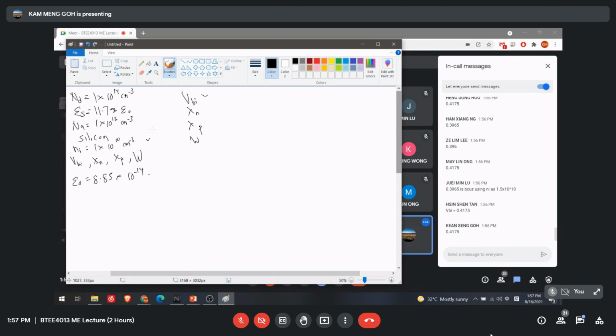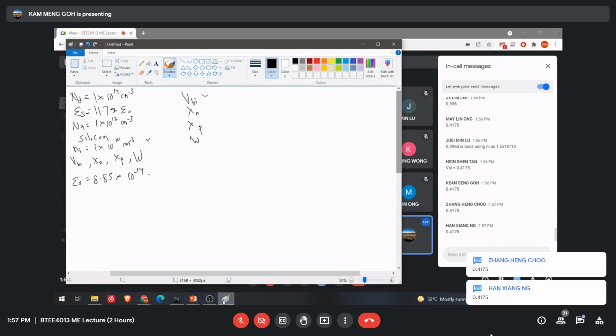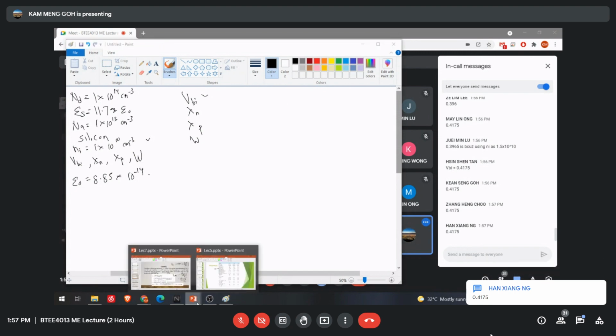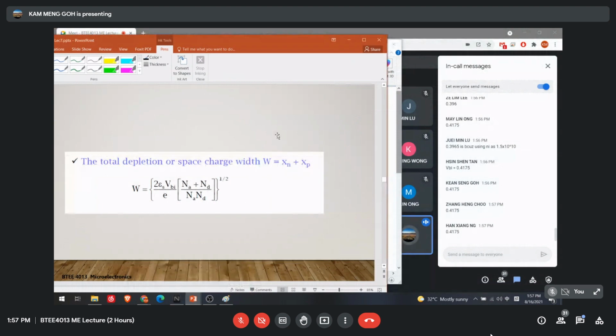But if I didn't give you this, then you can use the one from the formula. No, not from the formula, from the datasheet. Okay, if VBI is done, you can calculate the Sn and Sp. Let's see how we're going to calculate Sn and Sp.